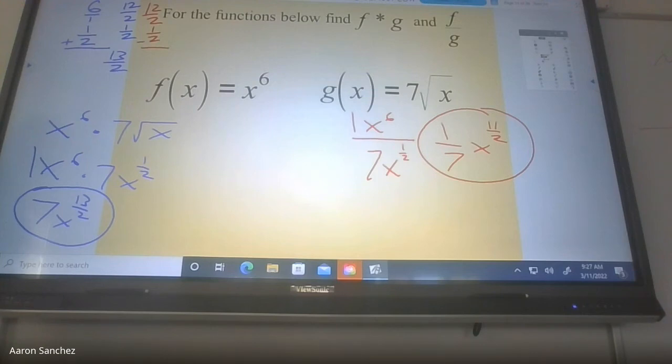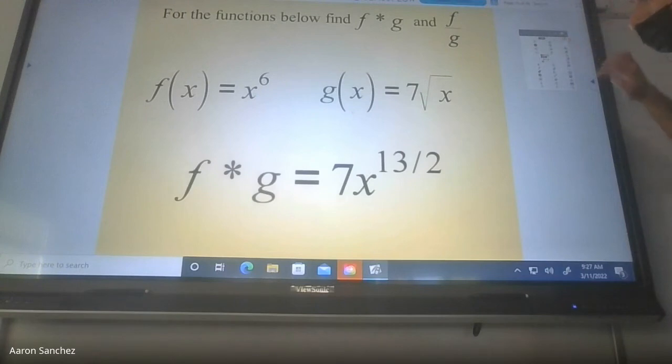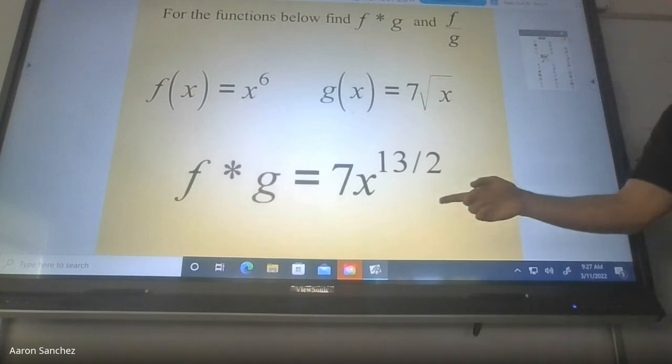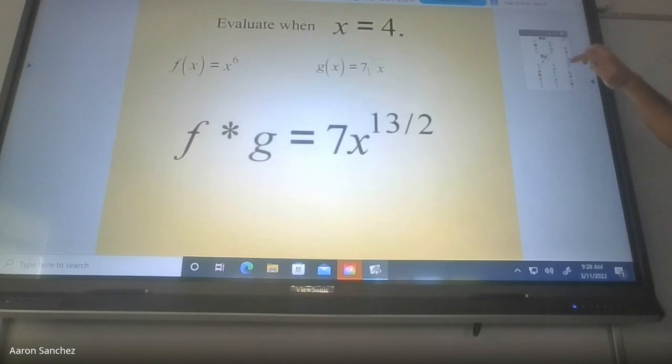Domain and range. Sorry, I'm doing domain and range. We only have 15 minutes left, I think. That's what I said, right? Is that what I said? Make sure I'm right.